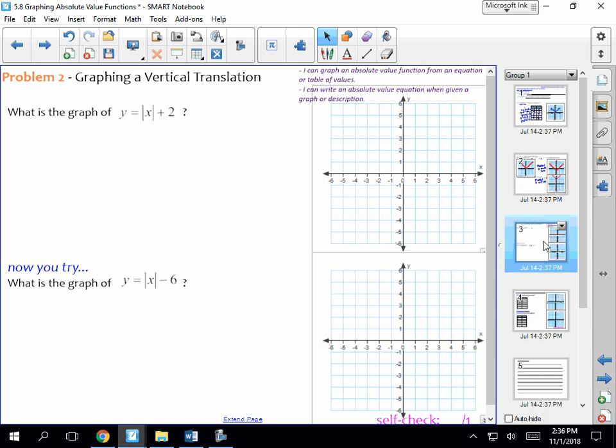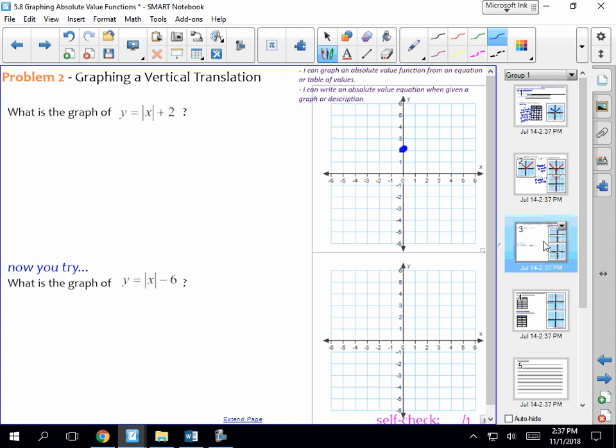Okay, so real quickly. What is the graph of y equals absolute value of x plus 2? So my question is, how can we do this without drawing a table? Mathematicians are lazy. Oh, Sarah, you scored. So the 2 right here is going to be my y-intercept, if you will, instead of where it was at 0.